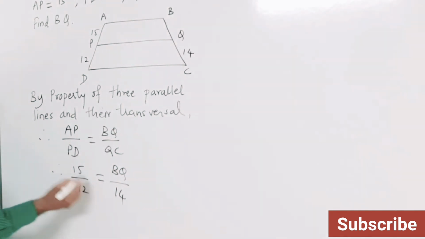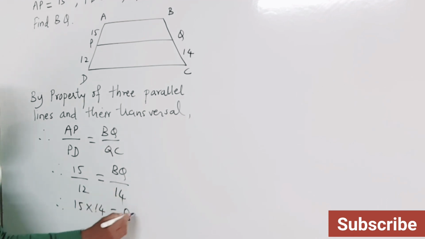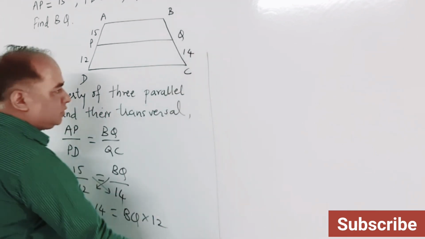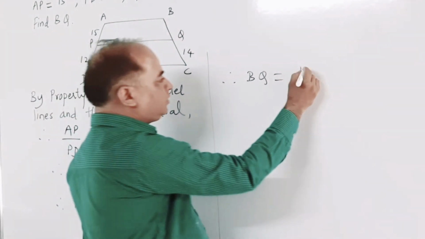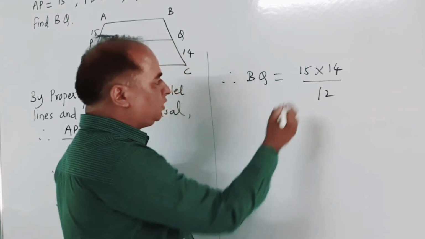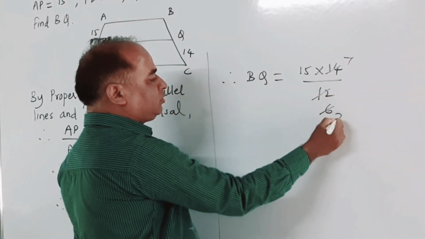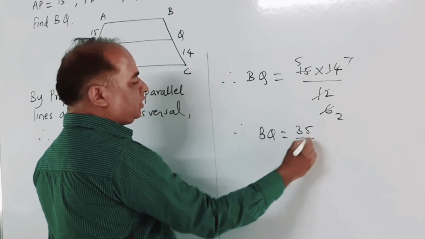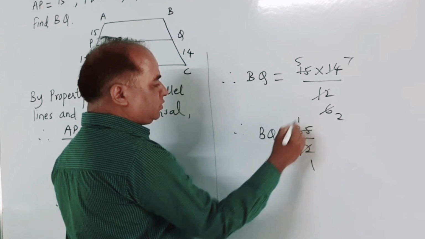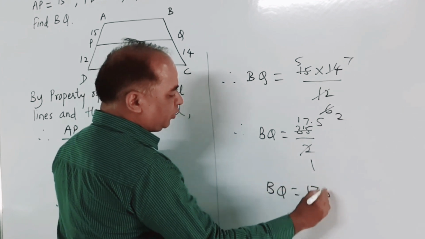Now, do the cross multiplication. Therefore, 15 into 14 is equal to BQ into 12. Therefore, BQ will be equal to 15 into 14 divided by 12. Now, divide here: 2 6s are 12, 2 7s are 14, 3 2s are 6, 3 5s are 15. Therefore, BQ is equal to 7 5s are 35 upon 2. Dividing 35 by 2: 2 1s are 2, 1 carry, 2 7s are 14 and 2 5s are 10. So, BQ is equal to 17.5 units.